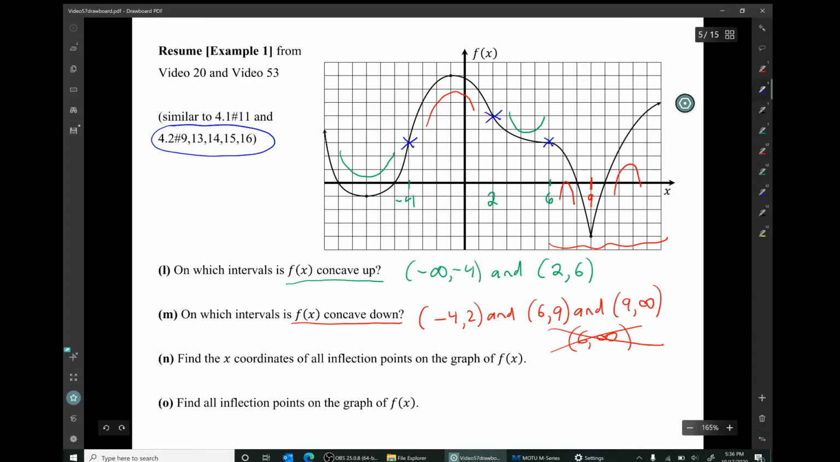Those are the places on the graph where the concavity changes from up to down or down to up. And the x-coordinates are -4, 2, 6. Question O is similar. Find all inflection points. Now, you might think at first that that's just the same question, but it's not, because remember that an inflection point is a point. A point is an xy pair, so we have to give xy coordinates for these inflection points.